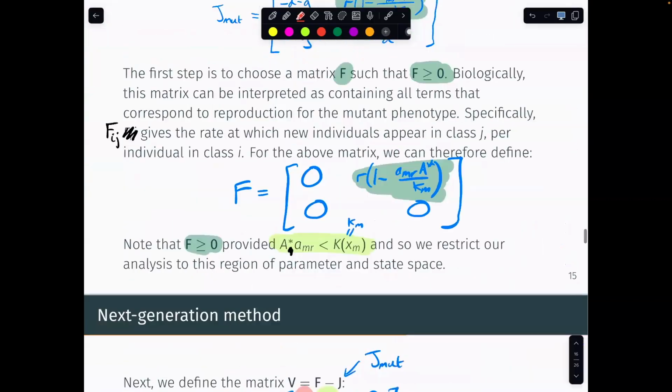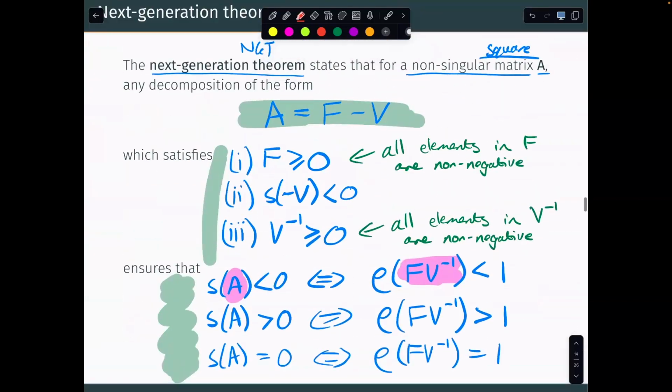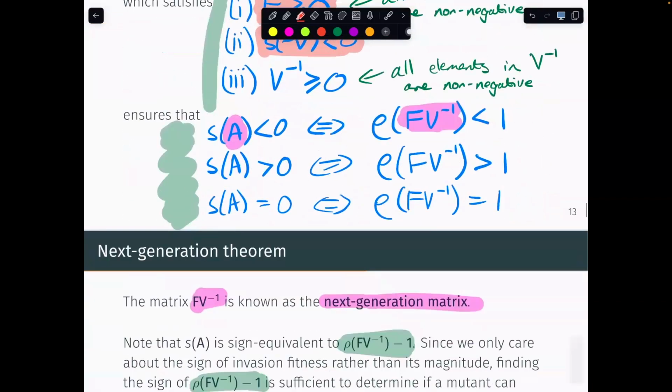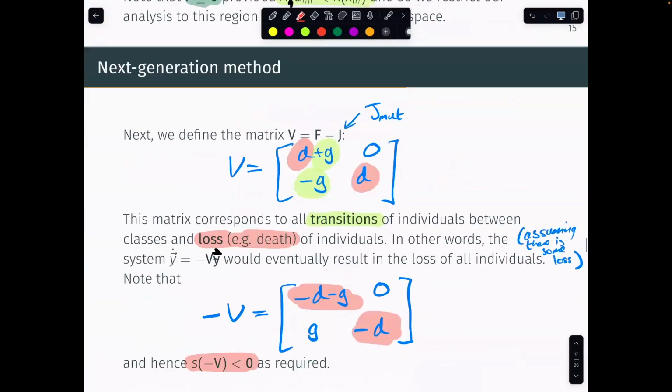Why do I care about that? Well, we go back up to here. We've already seen that choosing births for the birth terms for our F matrix means that it is necessarily non-negative. But this second condition we've now also checked as well. If we have all of the birth terms in our F matrix, then we can only ever have loss or transitions for our V matrix. Okay. The final criteria that we need to check is that our inverse of V has elements that are all non-negative.